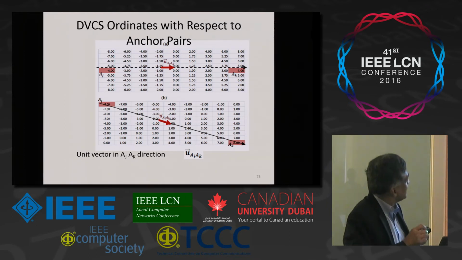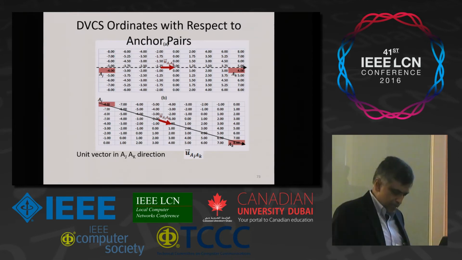I select these two anchors and calculate the virtual coordinate with respect to this one squared minus this one squared, and these are the resulting numbers. So this is the directional virtual coordinate of a node with respect to direction A1, A2. If I take this one and this one, I get a different direction, and these are the coordinates.